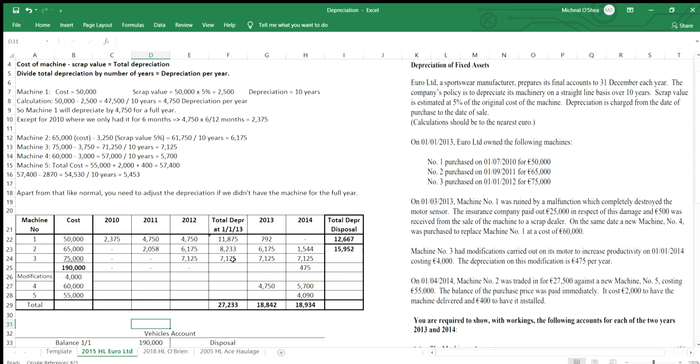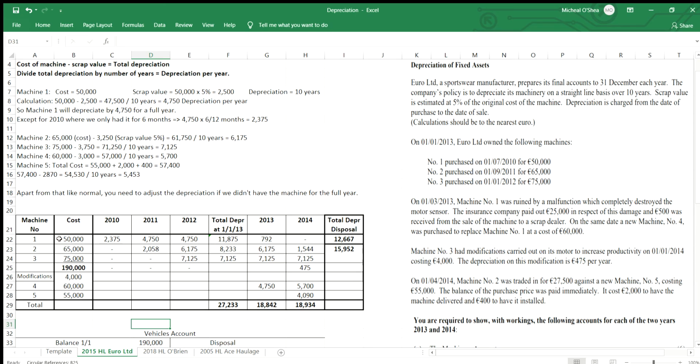We've totaled it all up. What happened? So machine 1 was ruined. Again, we're not focused on the stuff like compensation now. We just want to finish the table. So the insurance company paid out. We'll need to look at that later. There was 500 received from the sale of the machine to a scrap dealer. Look at that later. On the same date, a new machine was purchased costing 60 grand, and obviously that's where we put in the 60 grand new machine.